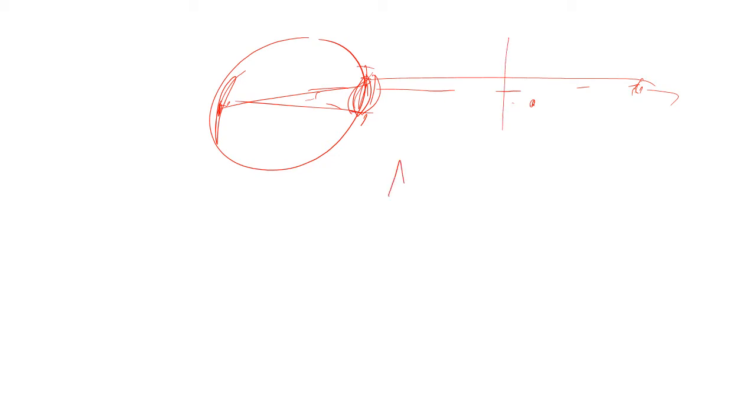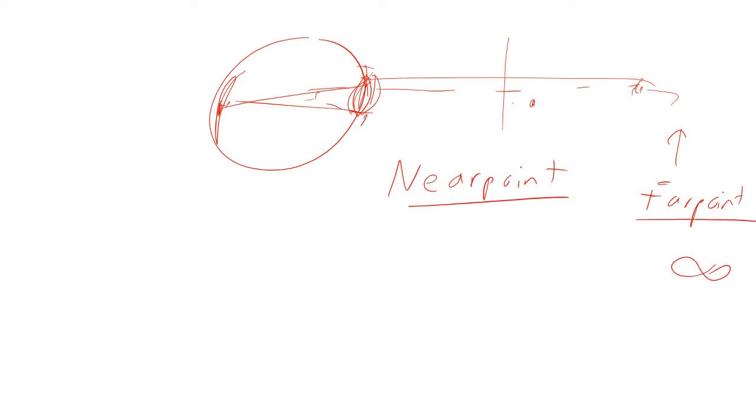The closest point that you can see is called the near point. The farthest thing you can see is the far point. Now, the far point is supposed to be infinity. Okay. The textbook definition of near point is 25 centimeters. So that's the textbook. So this is not exact.